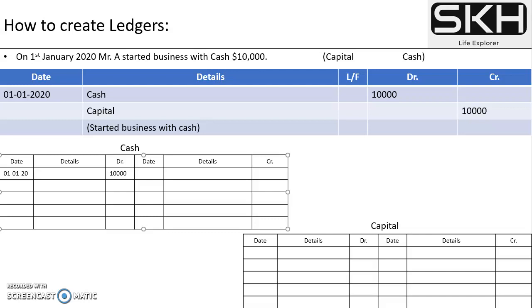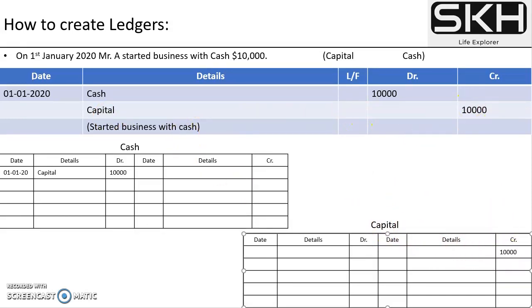The detail is always the other account, which means we got this cash and the reason is capital. So we write the reason here, and the reason should always be the other account. And in this transaction, the other account is capital. Now, if we go to the capital account, again the same process, the capital is on the credit side. So I will write it on the credit side.